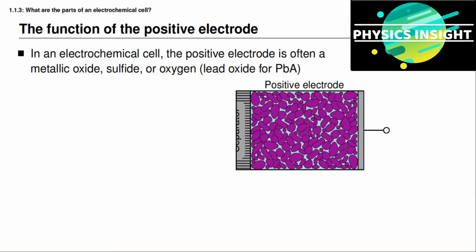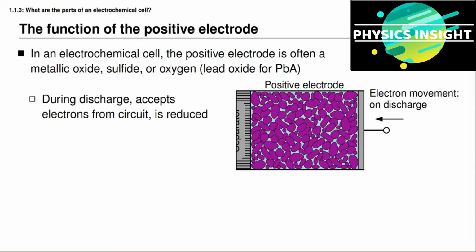So now let's turn our attention to looking at the positive electrode of an electrochemical cell. In a standard electrochemical cell, the positive electrode is often some kind of a metallic oxide or a sulfide or even in some cases oxygen. In a lead-acid battery cell, the positive electrode is made from lead oxide. During the discharge process, the positive electrode accepts the electrons from the external circuit, and since it's gaining electrons, we say that the positive electrode is reduced.